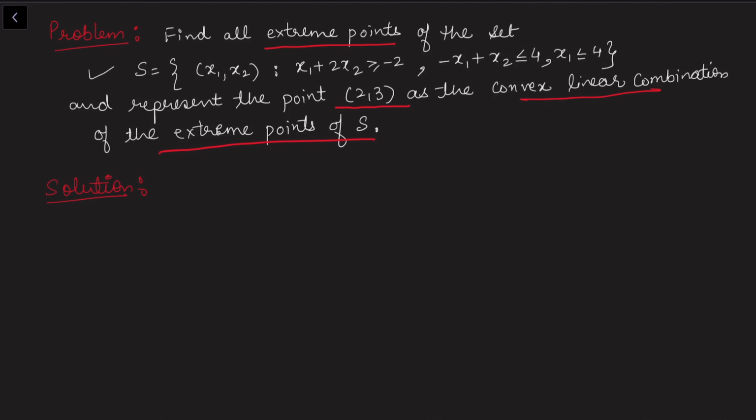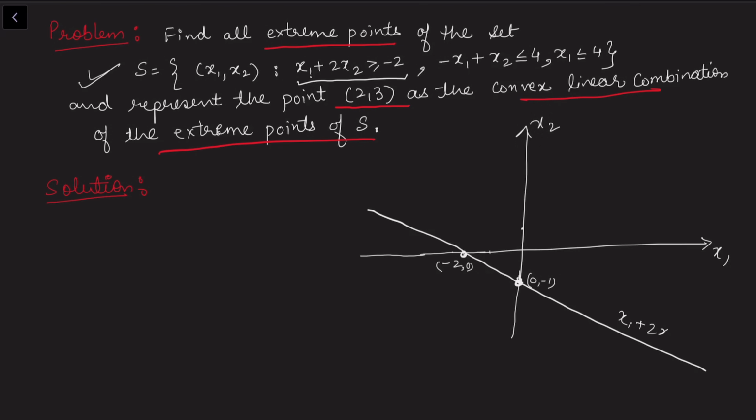Let me first draw the set S so that we can see what the region is. In this case, the question contains only two variables, so let me draw it as x1, x2. The first constraint is x1 plus 2x2 greater than or equal to minus 2. Now the region is greater than, so this is the upward region.